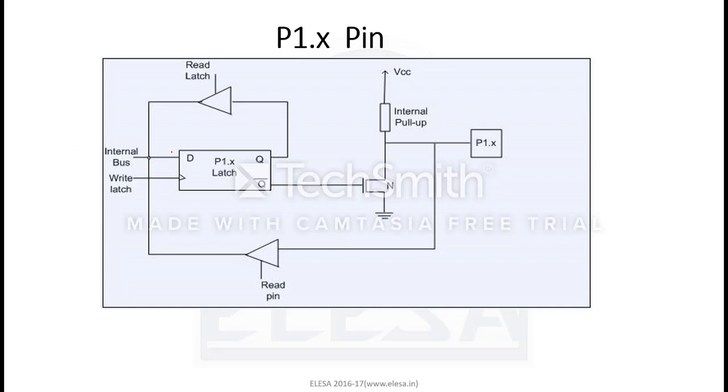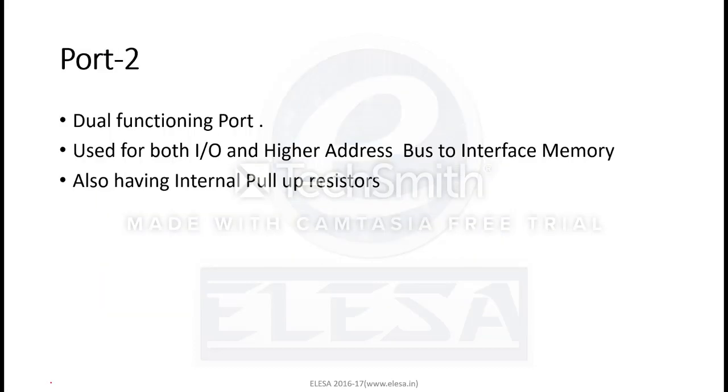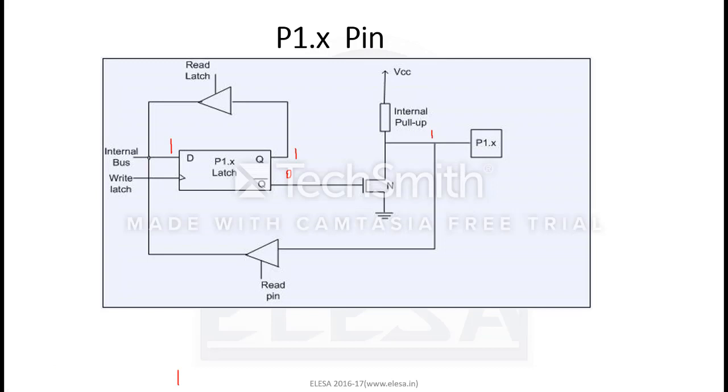To make it an input pin, we have to write the pin with 1, D equal to 1, so that Q will be 1 and Q bar will be 0. Hence the MOSFET is off. Hence the output is at high state. So whatever data is written to it will be sent and will be read by the read pin. Similarly, 0 can be written to the P1.x pin, and in this way port 1 acts as an input output port.